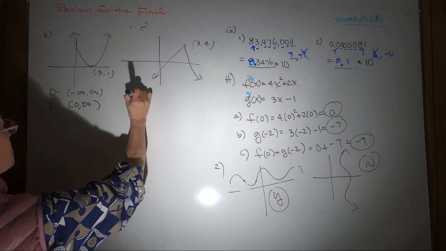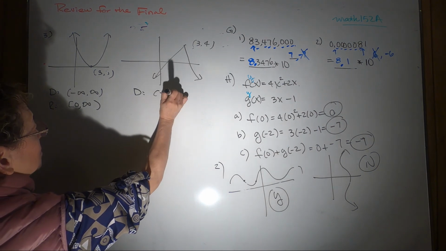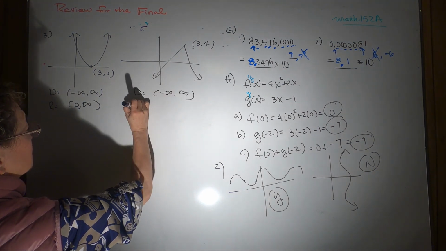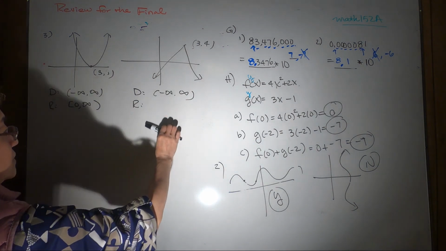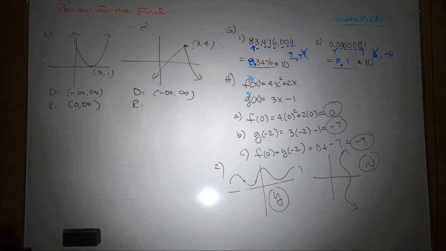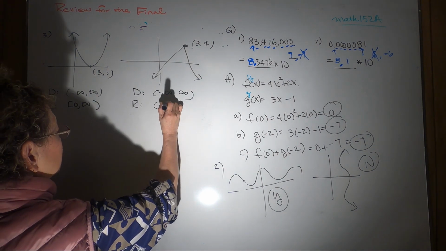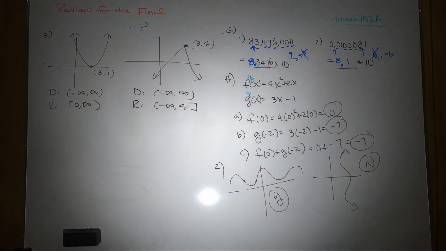How about the domain for this graph? It's the same thing. Left and right would be all real numbers, right? Then what's your range? It can go down forever, but it's limited up to here, to 4. So that would be negative infinity up to 4, right?